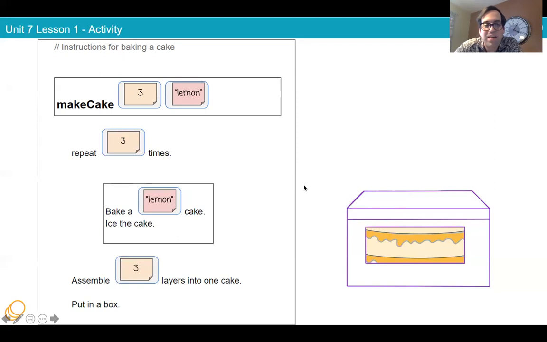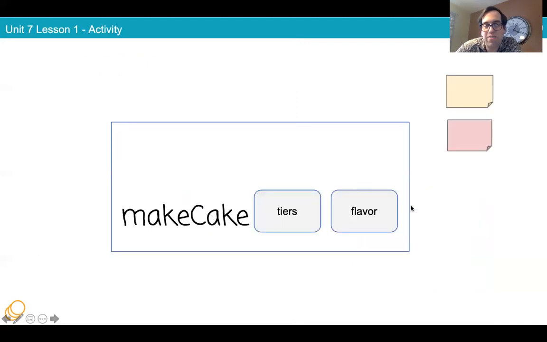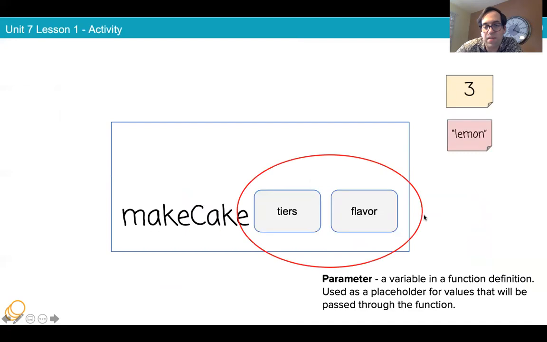But anyway, as I said before, this could really work for any number of tiers and any flavor cake. So let's say instead of 3 layers and a lemon flavoring, let's say we wanted, well, we'll get there. Sorry, I got my slides out of order. First thing we're going to do is just go over some vocab. So if you have your unit map, just kidding, this is the first lesson of the unit.